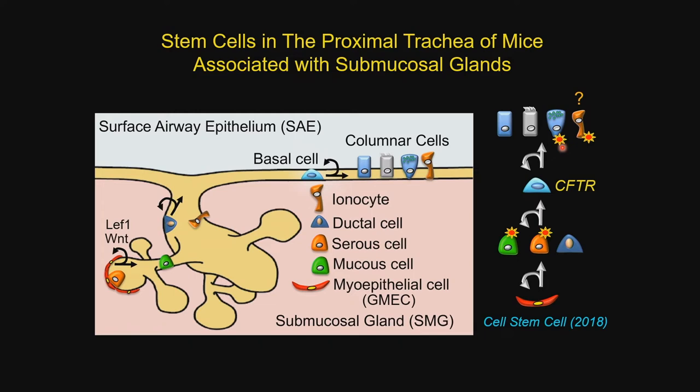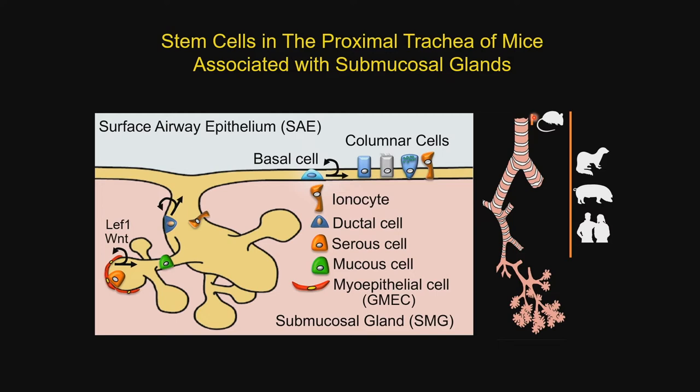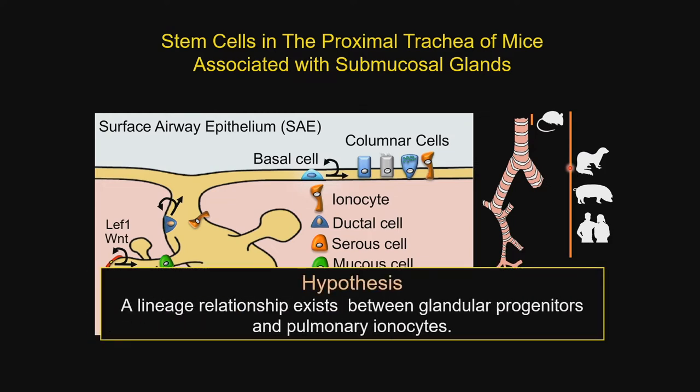The interesting finding comes from the fact that both ionocytes and submucosal gland myoepithelial cells share the same distribution across species. While you can find them restricted to the proximal trachea in mice, you can find them throughout the whole cartilaginous airways in human, ferret, and pigs. This led us to hypothesize that there might be a lineage relationship between glandular myoepithelial cells and pulmonary ionocytes. More interestingly, ectopic LEF1 expression in myoepithelial cells can mobilize these cells without injury to give rise to the same 7 cell types or more that we just talked about.